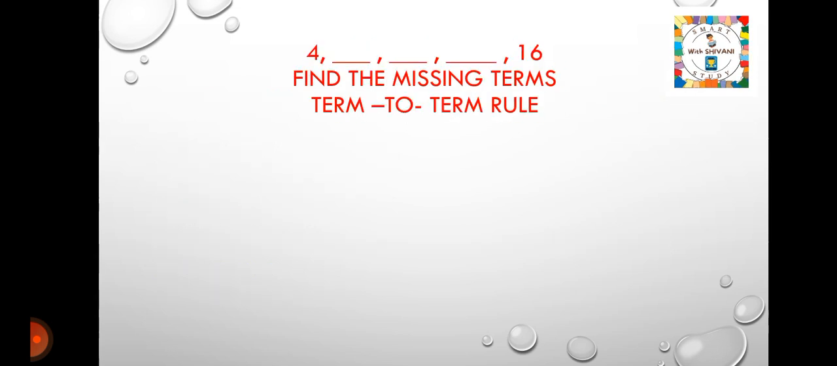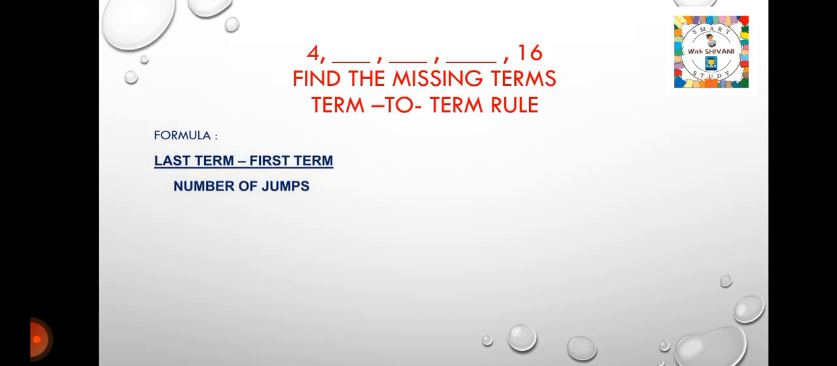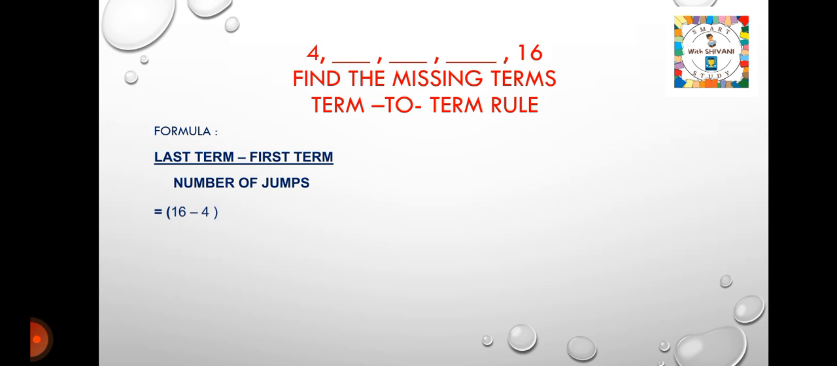Now there is another question. 4 is the first term of a given sequence, then there are 3 missing terms, and the end term of the sequence is 16. So we have to find out the missing terms as well as the term to term rule. Again, we have a formula to make our task easy. Let's check on the formula part. The formula says that we have to do last term minus the first term, divided by the number of jumps. We know that the last term is 16 and the first term is 4, so we will do 16 minus 4.